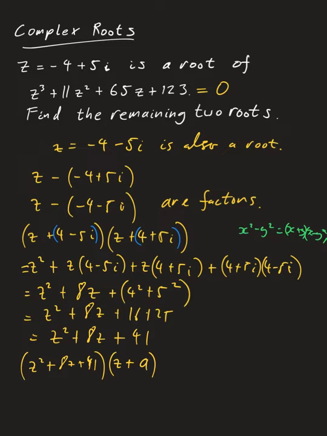I could say it's like az plus b or something like that, but I can see straight away that I can't have anything else in front of that z, or I won't get my z cubed in the original polynomial. So that's equal to my original polynomial.